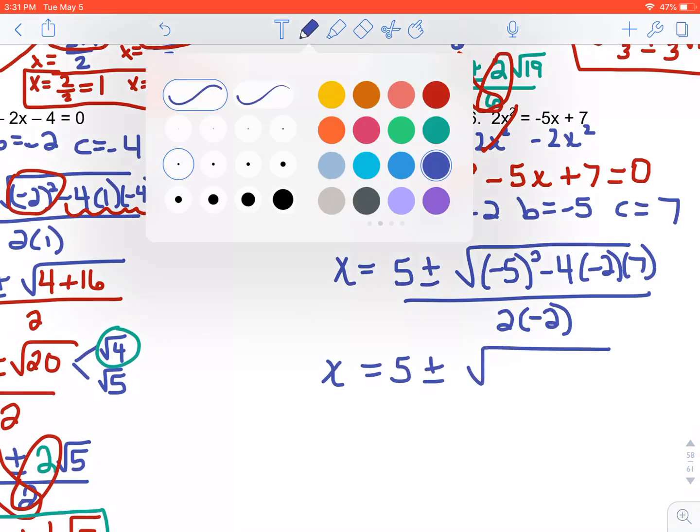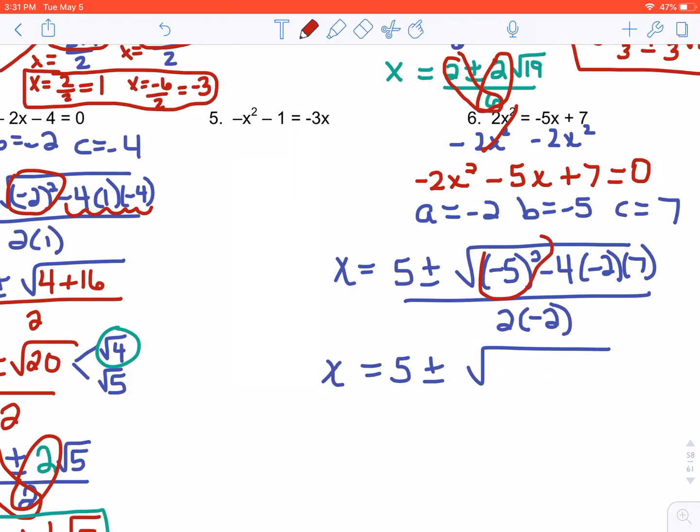All right, next part. Look underneath that square root. Let's do the exponent. Negative 5 squared is 25. Multiply everything together. And when we multiply, we have negative 4 times negative 2, which is 8. And then times 7. 8 times 7 is 56. On the bottom, 2 times negative 2 is negative 4. All right, I think you need to pull a calculator out here. Grab that calculator.